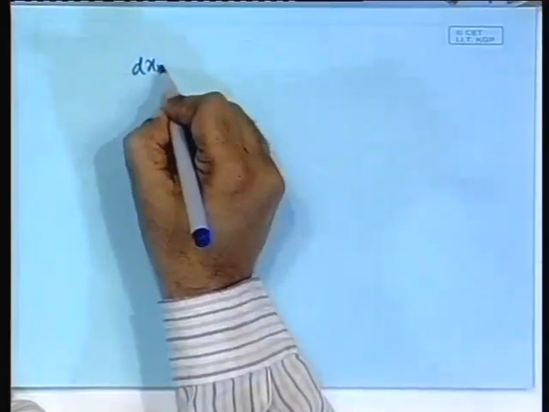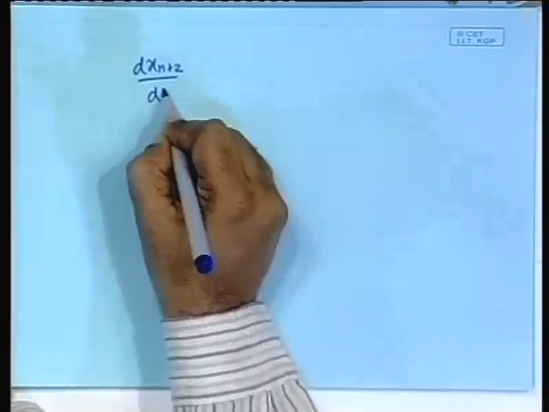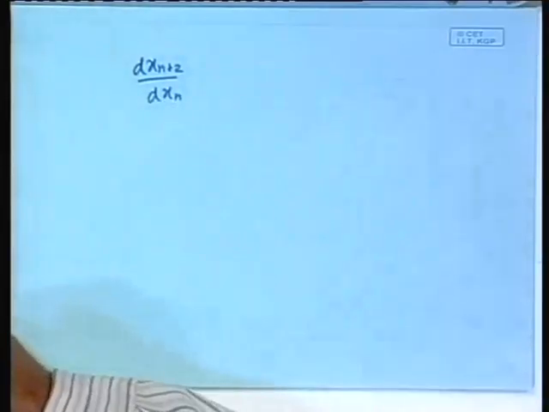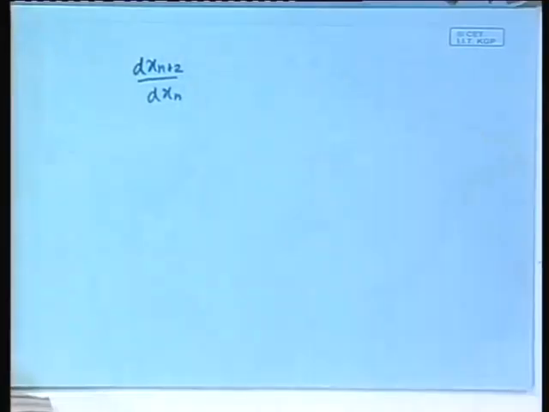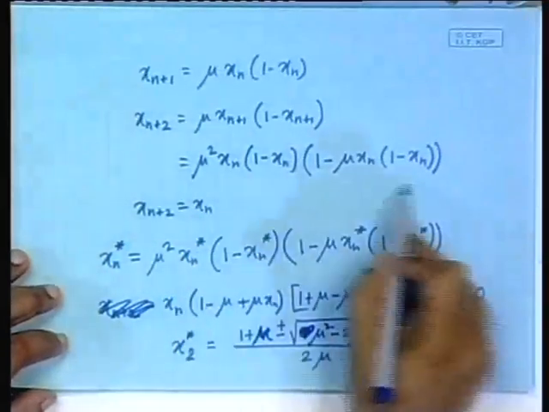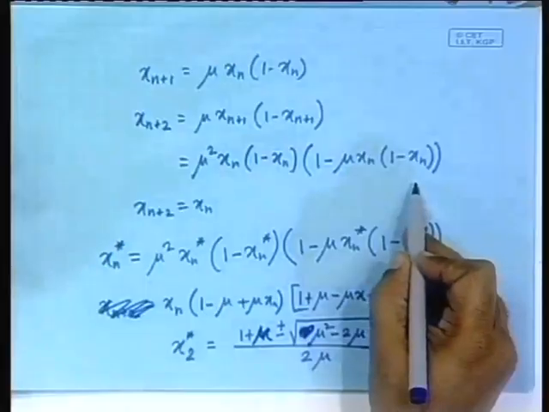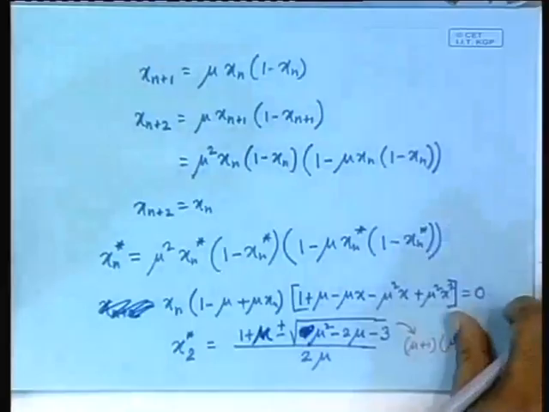Is it stable? Naturally we need to probe that question, is it stable? Stability is again probed by, as I told you, you have to write down the d x n plus 2 in terms of, and since you have the expression, you can always do the differentiation. You can do that. Do that.